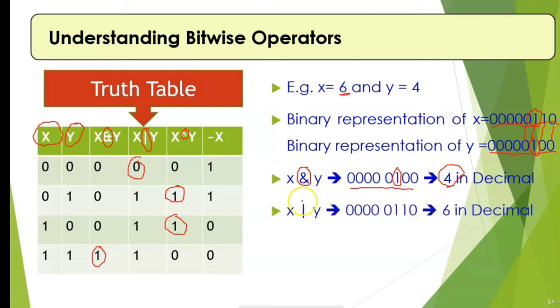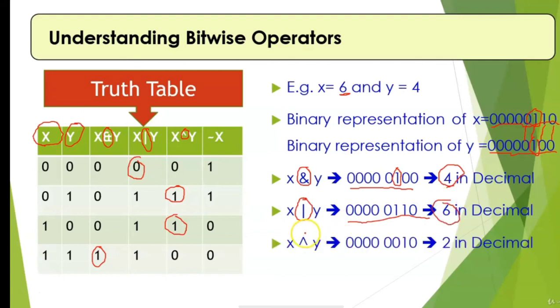If we apply bitwise OR on X and Y, then again it will compare each bit of X with respect to the bit of Y. Anywhere either of the bits is 1, it will return 1. If both bits are 0, then it will return 0. And this is the final result, and that is equivalent to 6 in decimal.